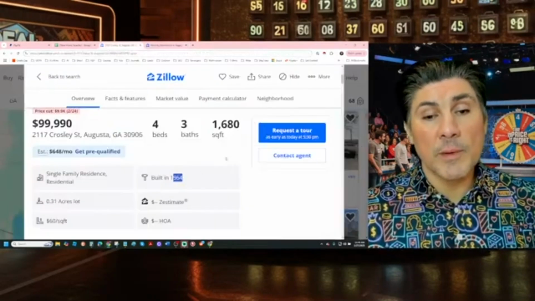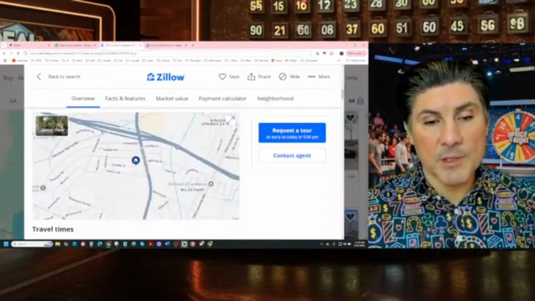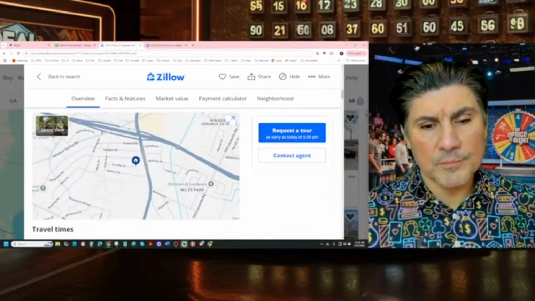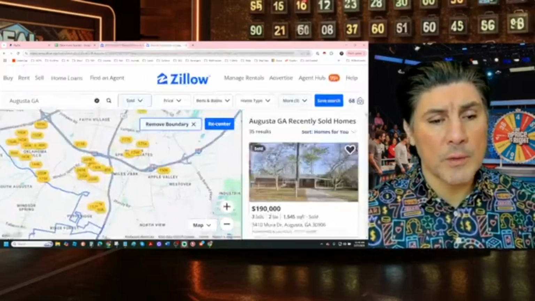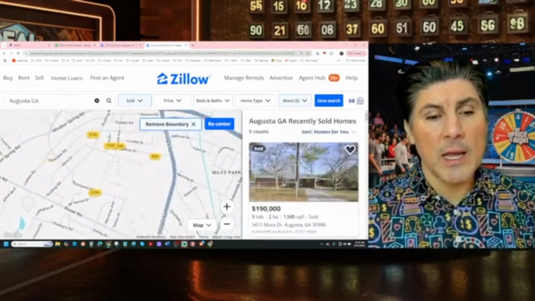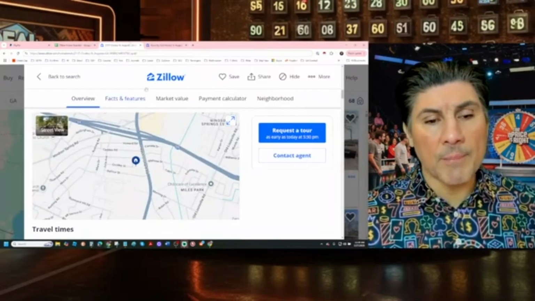Now I'm going to zoom in a little bit more on the map. So I'm going to have to go back to the map just to see where it's at. It's just west of Peach Orchard Road, which is right here. Here's Peach Orchard Road. And now I know where I'm at, okay?